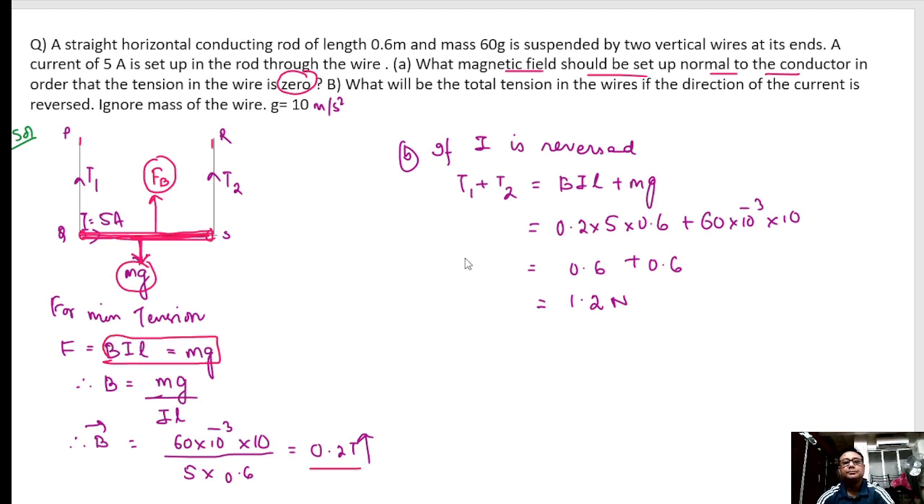Now they are telling what is the total tension in the wires if the current flows like this. The direction of the magnetic field will be like this, and the force will now come down. So the tension will now be F plus mg. So the tension will now be increased. If the direction of the current is reversed, the direction of magnetic force will also be reversed. So the total tension will now be F plus mg.